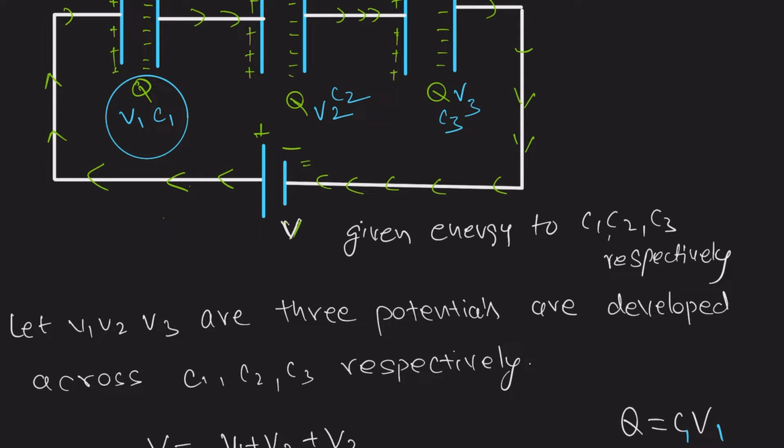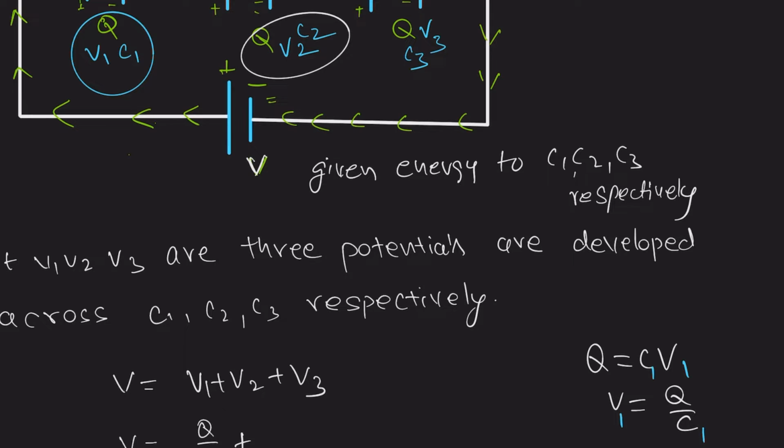In the second capacitor, the charge is Q, the capacitance is C2, the potential is V2. So what is the formula here? Q is equal to CV. From this formula, V is equal to Q by C. So here the potential is V2, the charge is Q, the capacitance is C2.